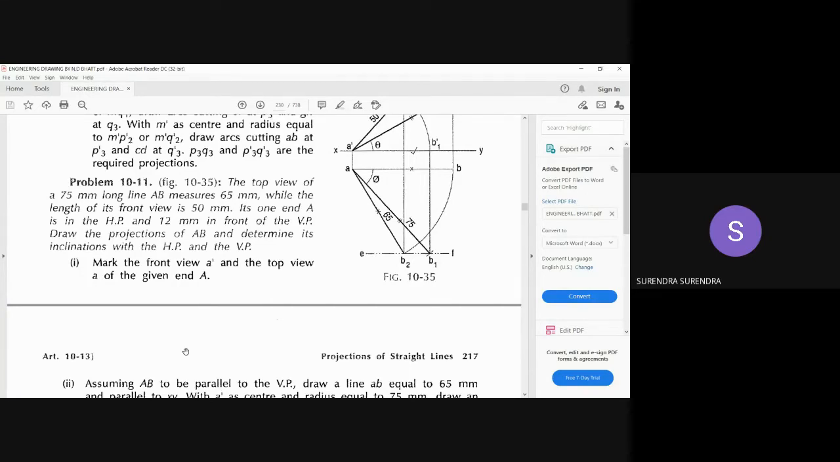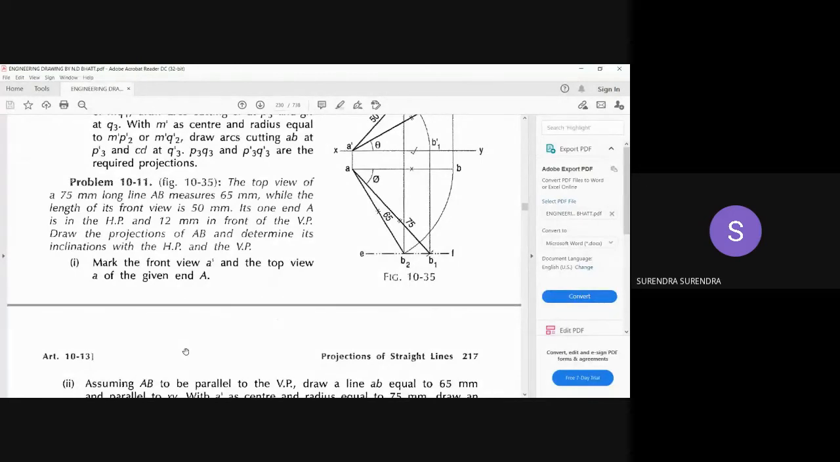Again, I am repeating. True length of the line, top view of A, so don't confuse here, top view of a 75 mm long line measures 65. So true length is 75 and top view length is 65. Front view length is 50 mm.